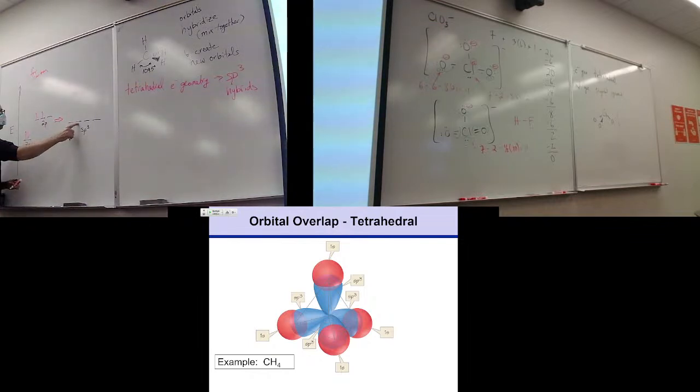And since they all have the same energy, what do you do with electrons in degenerate orbitals? You put 1 in each first. So these 4 electrons now go 1, 2, 3, 4. And this is exactly how you make a bond between 4 different atoms. You've got 4 unpaired electrons, 1 for each hydrogen. And they're all the same energy, so there's no distinction between them.